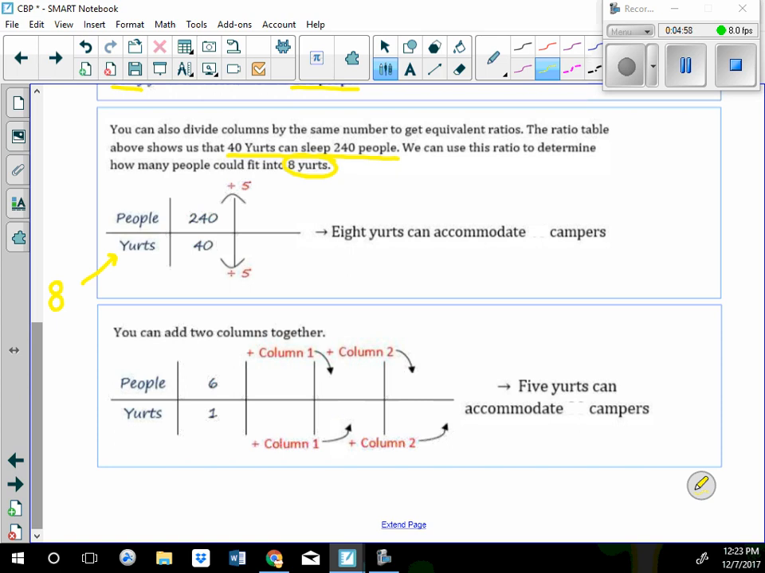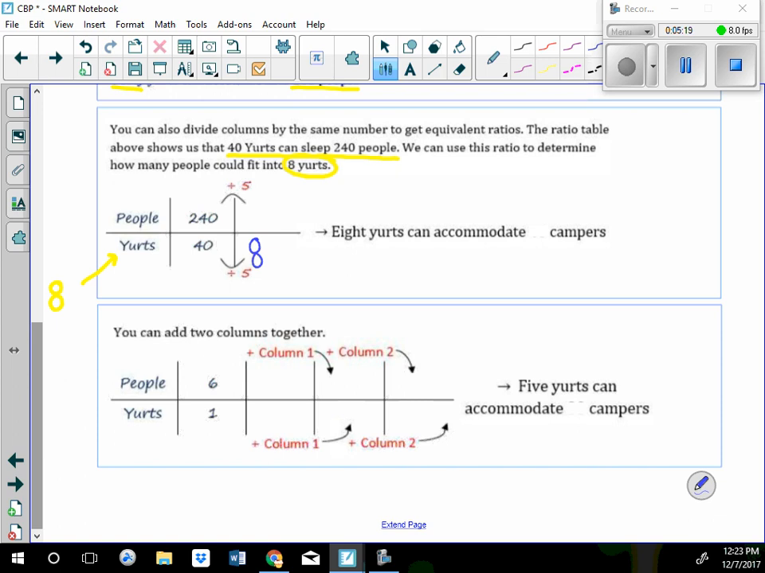Okay? So I know if I take 40 and divide it by 5, I'm going to get 8. You got it. And then 2. Okay. And whatever I do to the top, I have to do the same thing to the bottom. So what is 240 divided by 5? 48.